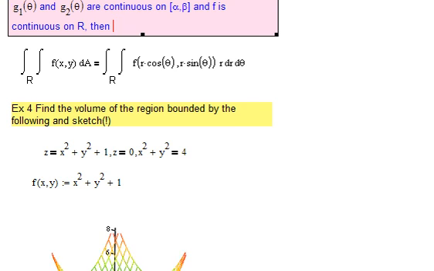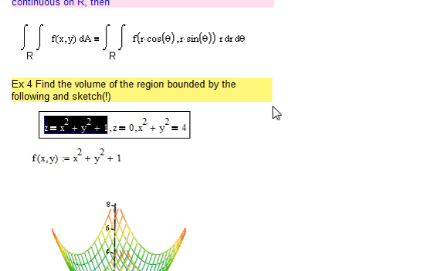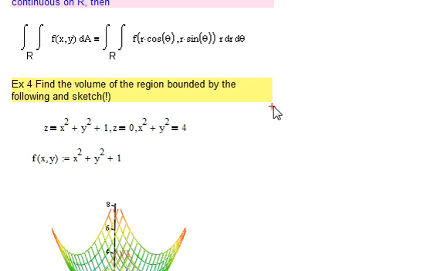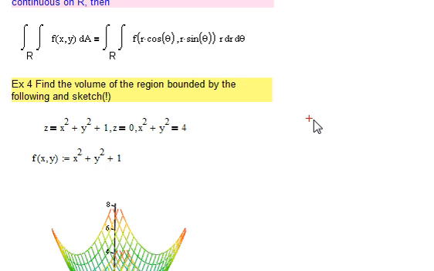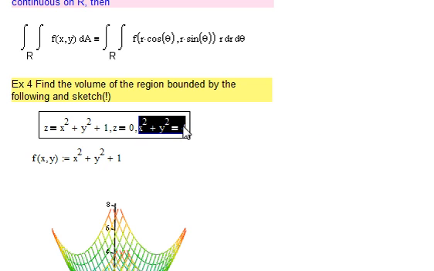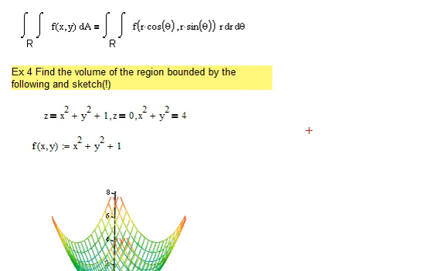Find the volume of the region bounded by the following, and sketch. So we got a couple things here. z equals x squared plus y squared plus 1. You should recognize that as a paraboloid with circular cross sections parallel to the xy plane. z equals 0, you should recognize, oh, that's the xy plane. And x squared plus y squared equals 4. Now that's true for all z, so that makes it a cylinder.